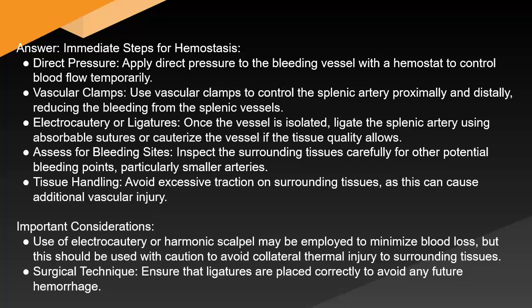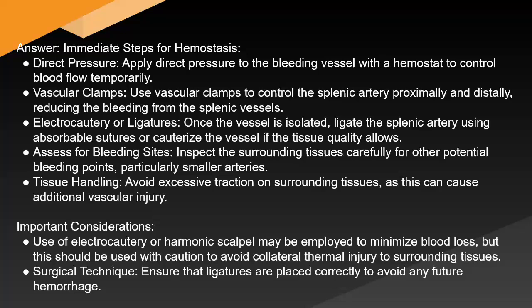Direct pressure. Apply direct pressure to the bleeding vessel with a hemostat to control blood flow temporarily. Vascular clamps. Use vascular clamps to control the splenic artery proximally and distally, reducing the bleeding from the splenic vessels. Electrocautery or ligatures. Once the vessel is isolated, ligate the splenic artery using absorbable sutures or cauterize the vessel if the tissue quality allows. Assess for bleeding sites.